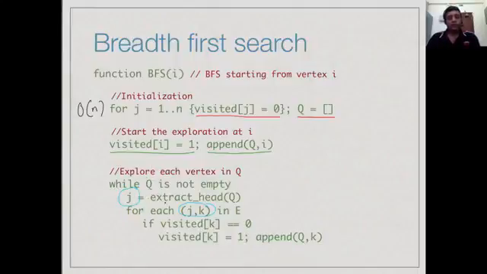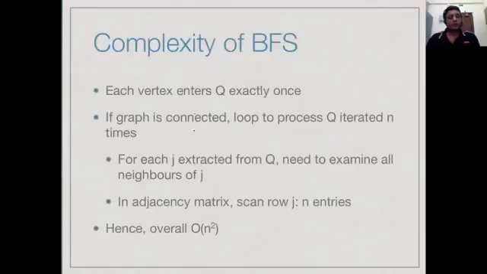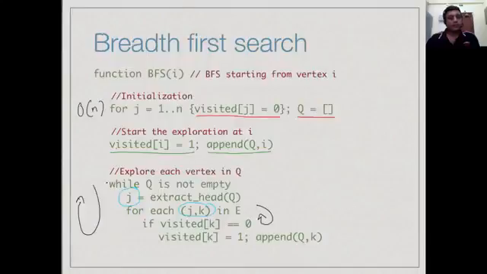And now we have a loop here where we keep extracting things from the queue and we do things here. So we have to understand how many times this loop is going to execute and how much time this inner loop is going to execute. Each vertex enters the queue exactly once. So this outer loop here will take order n time, because assuming that the graph is connected, every vertex will be visited once, and when that vertex is visited, it will enter the queue and it will come out from the head of the queue exactly once.